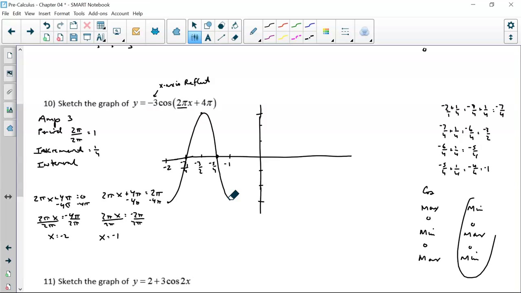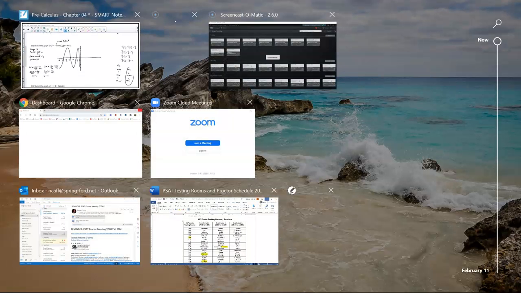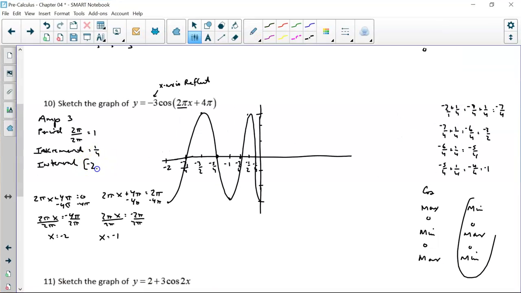If you wanted to do another period, you just keep going. We'd be at negative 1, so it'd be negative 3/4, negative 1/2, my spacing is terrible, negative 1/4. So we'd be back to 0, max, zero, and then minimum at 0. Sorry, it got kind of squished over there, but you can see how we found the value. So our interval, going from -2 to -1 for one period. So there is one period between those 2 points.